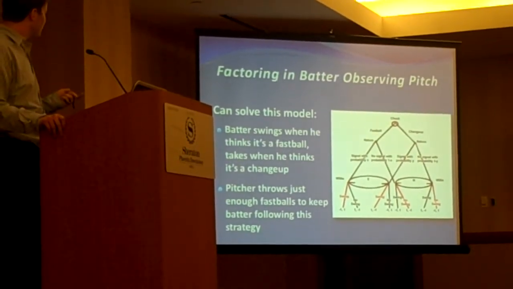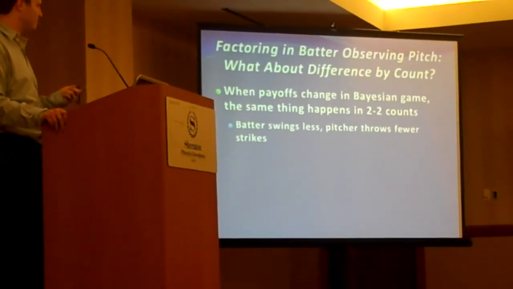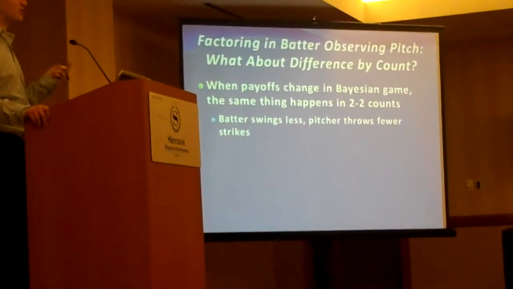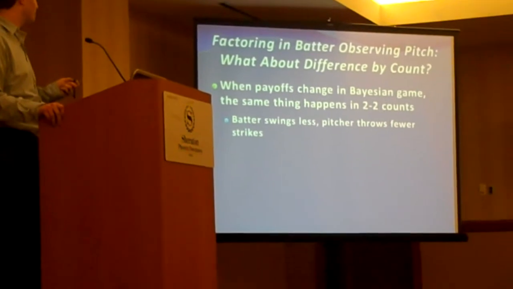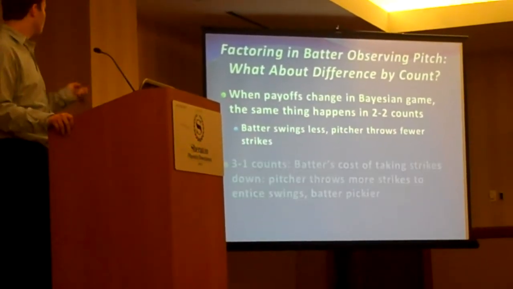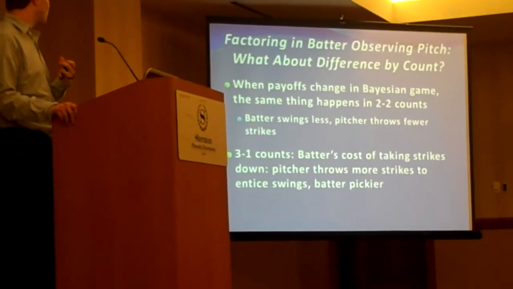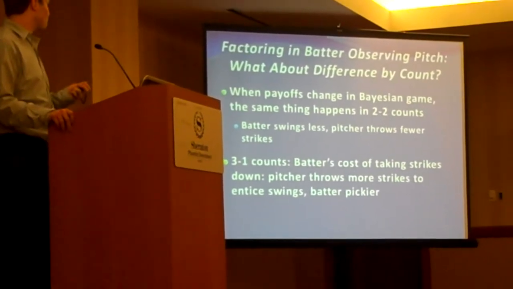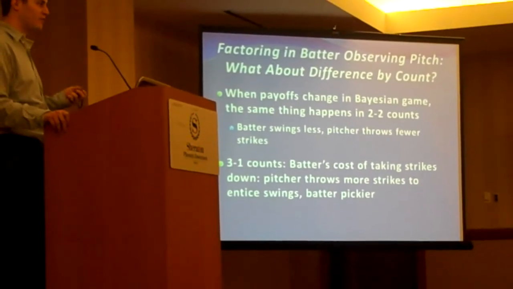So if we take this now and start talking about 2-2 counts, the same things are going to play in, which is that all of a sudden the pitcher has a little bit lower cost to throwing a ball, so the pitcher's going to throw fewer strikes and the batter's going to swing less in response. You can do this type of analysis through all the counts and work it out. 3-1 counts kind of work the opposite, which is that now it's the batter that has this low cost to taking strikes. What that means is that the pitcher would need to throw more strikes to entice him to swing in a 3-1 count versus a 3-2 count.